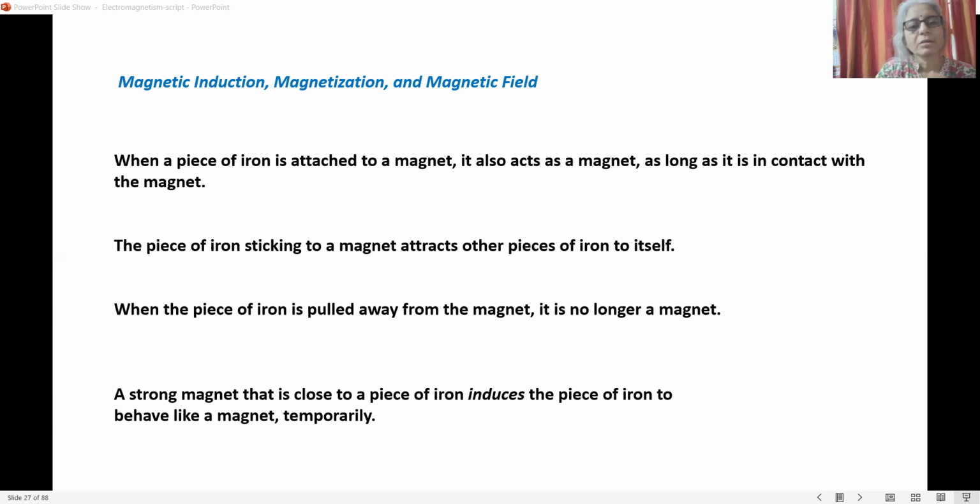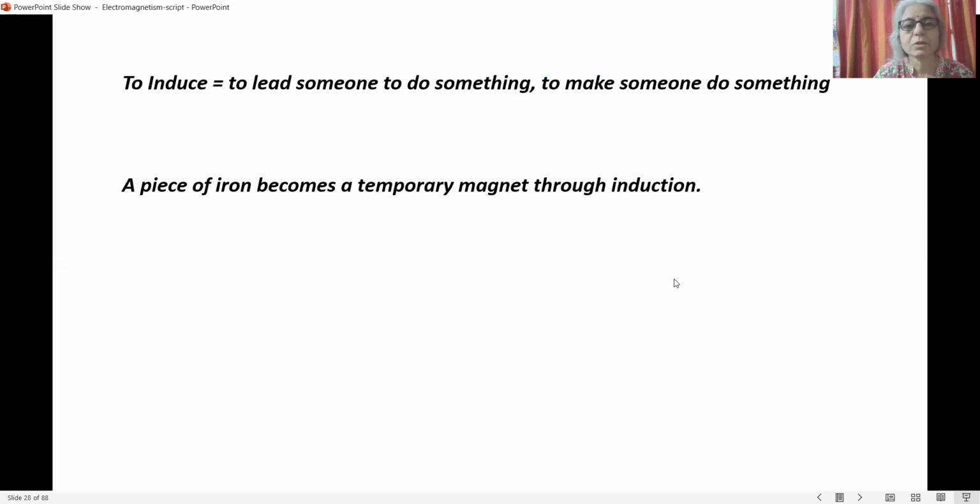Okay. And when the piece of iron is pulled away from the magnet, it is no longer a magnet. A strong magnet which is close to a piece of iron induces the piece of iron to behave like a magnet temporarily for as long as it is in contact or close.